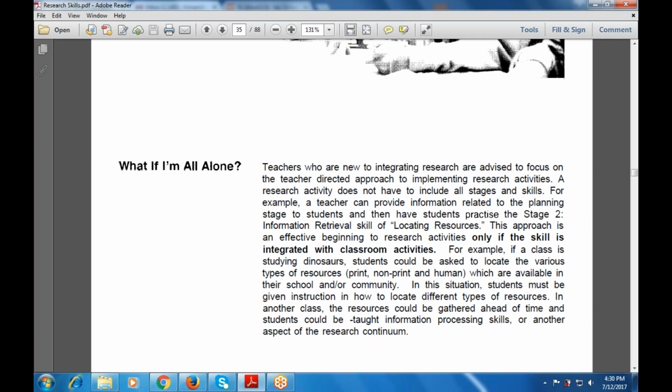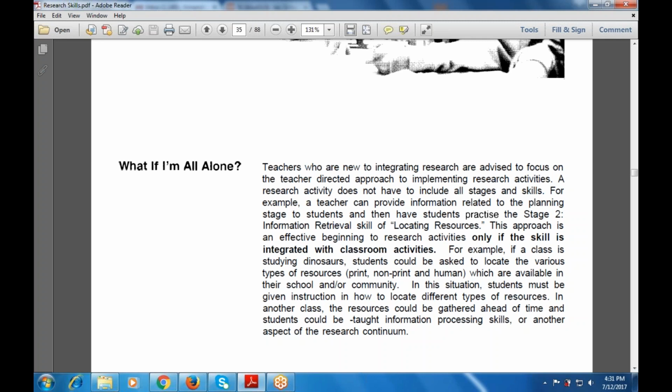This approach is an effective beginning to the research activities only if the skill is integrated with the classroom activities, the classroom information. For example, if the class is studying dinosaurs, students could be asked to locate the various types of resources. That may be printed resources, non-printed resources, and the human resources which are available in their school or the community.